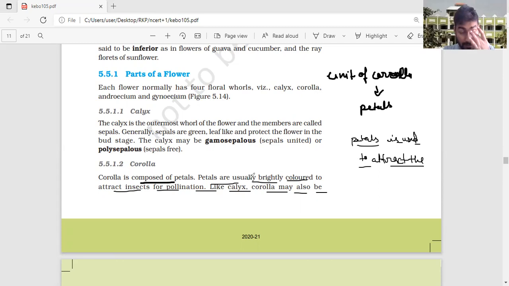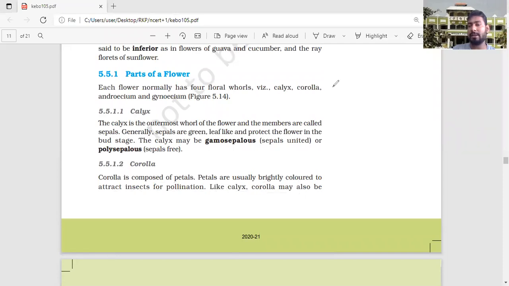So the basic function of the petals is the different types of color that attract insects, and when insects come, they assist in the pollination phenomenon. Like the calyx, the corolla may also be the same. If the corolla is united, it is gamopetalous.